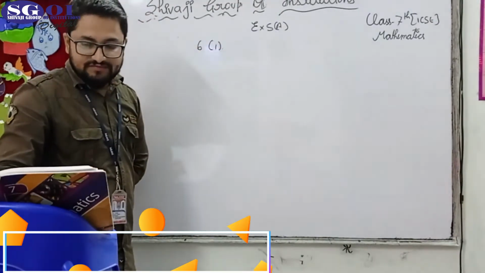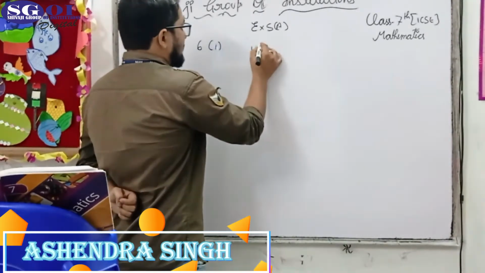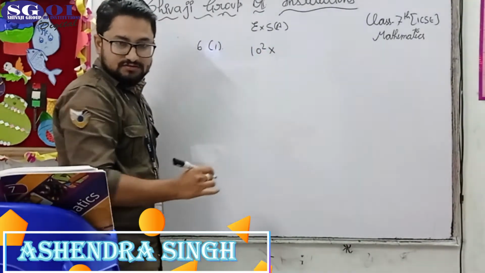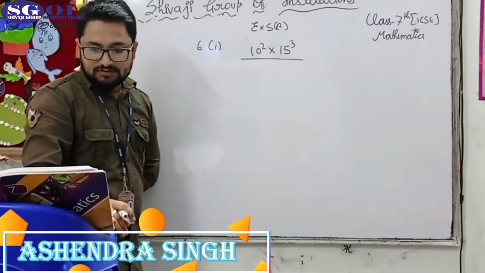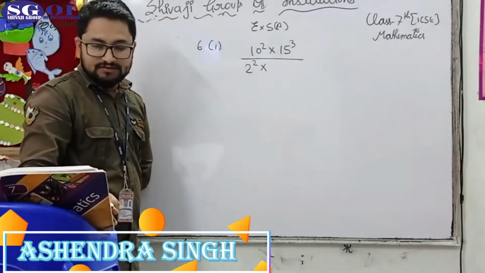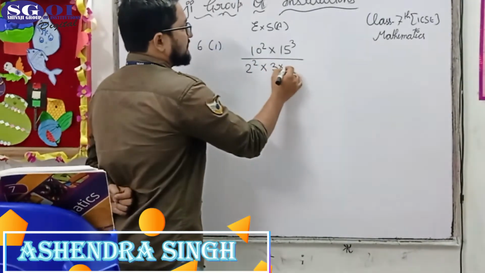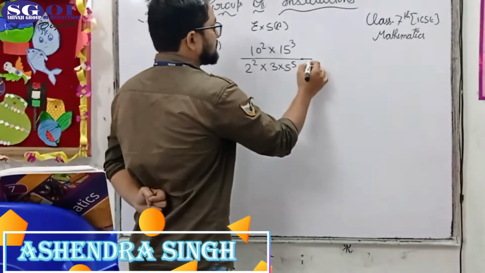This is the question of simplification and it is saying that you have to simplify 10 to the power 2 multiplied by 15 cube upon 2 square multiplied by 3 into 5 to the power 5 and into 6 to the power 4.